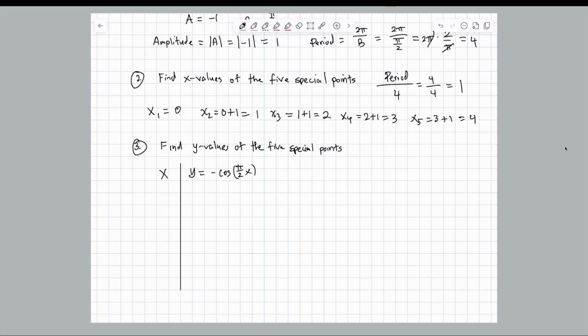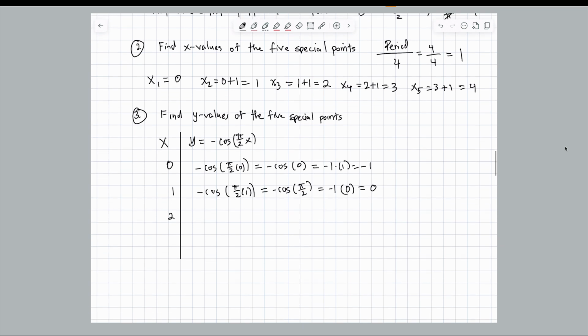Our first x value is 0, so we have negative cosine of pi over 2 times 0, which is just negative cosine of 0. Cosine of 0 is 1, so we have -1 times 1, which gives us -1. Next x value is 1, so we have negative cosine of pi over 2. So we have -1 times cosine of pi over 2, which is 0, which gives us 0.